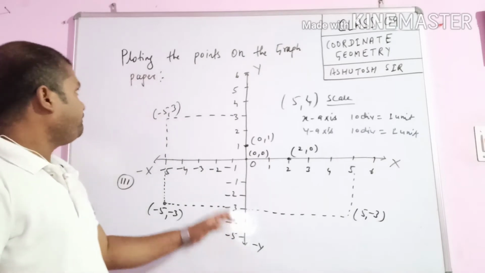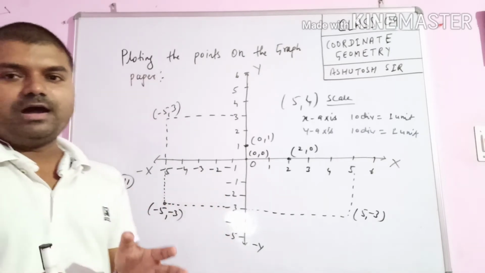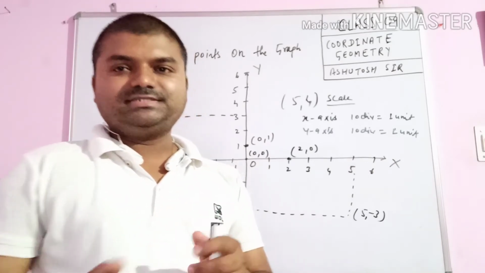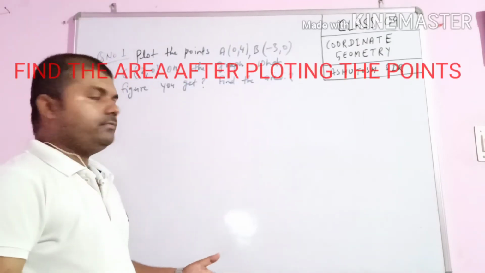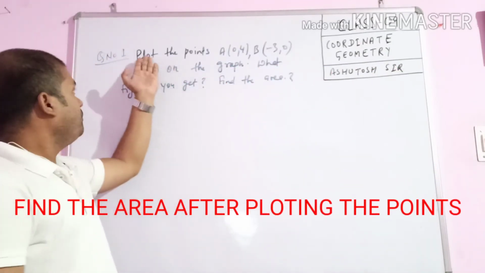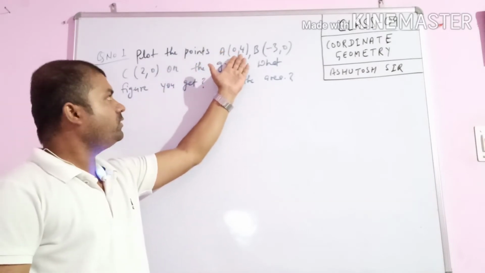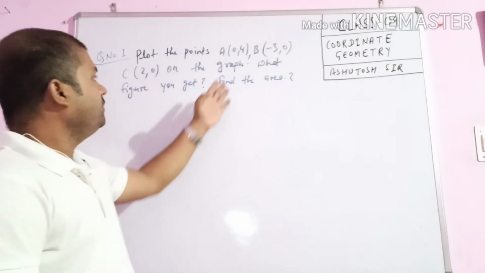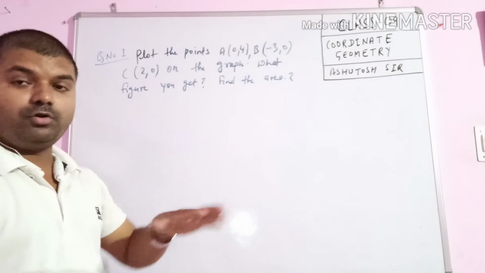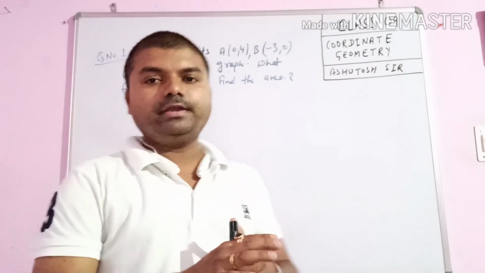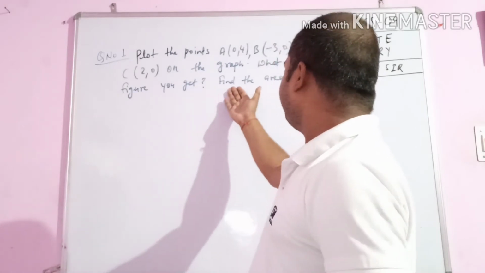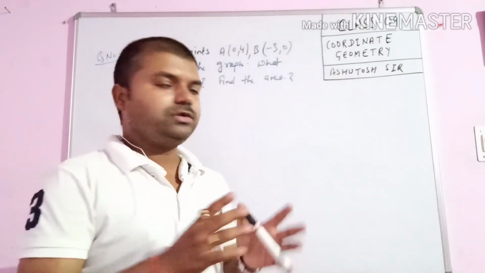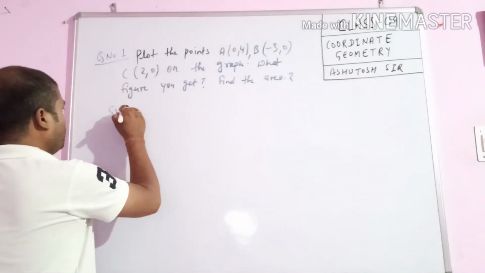After plotting the points on the graph paper, we have some questions related to this. Let us see some questions. Here is the question: plot the points A (0,4), B (-3,0), and C (2,0) on the graph. What figure do you get after plotting the points on the graph paper? Write the name and find the area of that figure. First of all, we plot the points on the graph paper. So let us draw the graph.